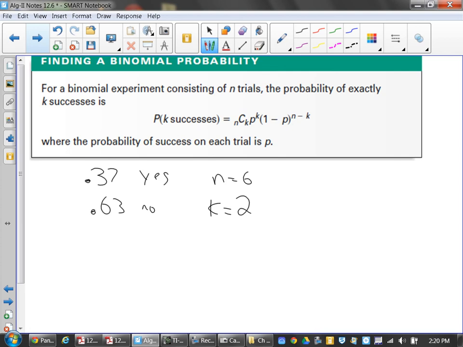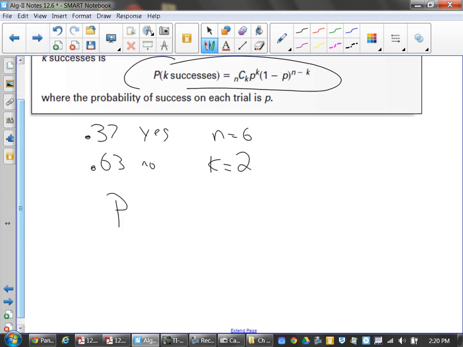Well, we take the binomial expansion theorem-ish, and we fill in the blanks. Our number of trials, here's what it looks like. We want the probability that this K value is going to equal 2. I want 2 successes. How many people did I sample? My number of trials, the number of times I've asked, was 6. So it's 6 choose 2.